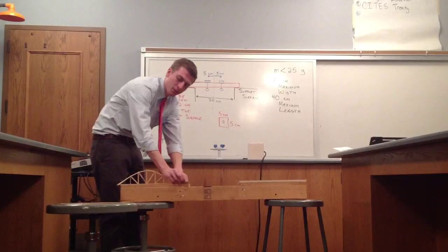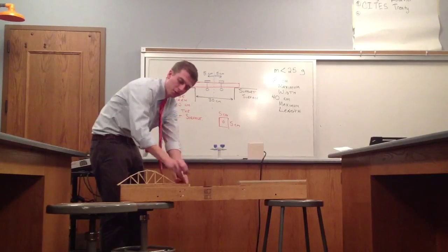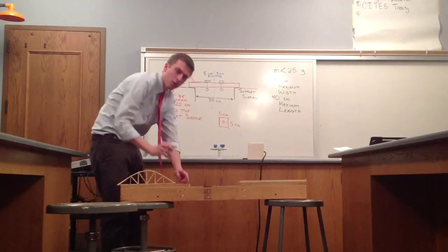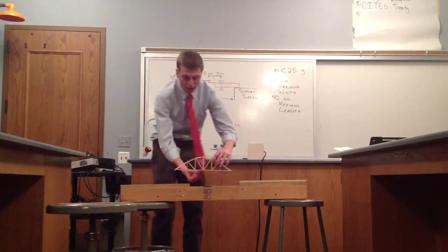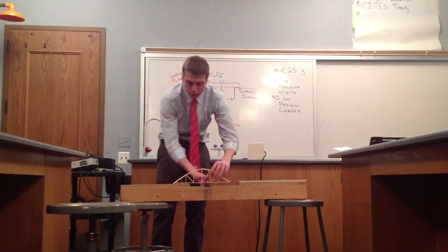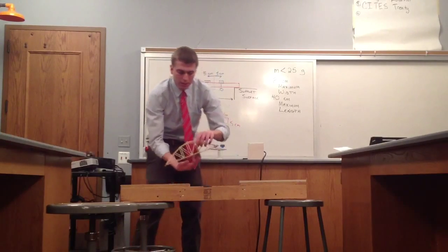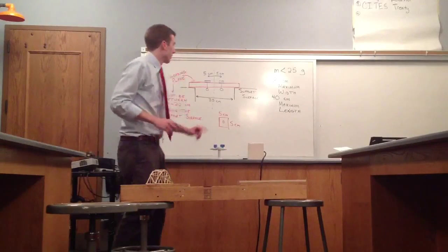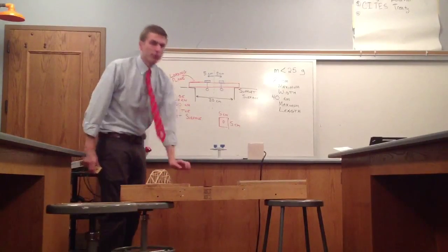So it must be somewhere in this range. It cannot be right at the ground level, and it cannot be way up high. It must be between 10 and 20. So this bridge, for example, would not qualify for this year because the loading plane would be too low. It must be elevated 10 centimeters above the support surface.